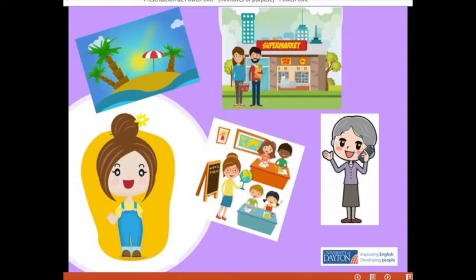Okay, Laura is a student. As I told you, she's my student. Laura studies. She goes to school every day. Laura also likes to call her grandmother. She doesn't live with her, so she likes to call her grandmother.